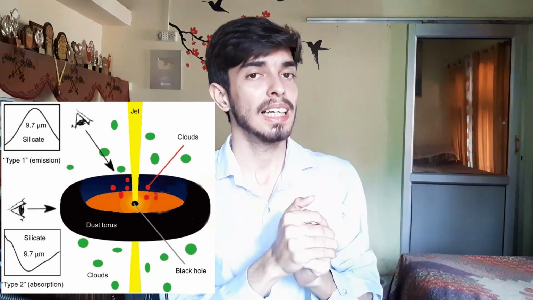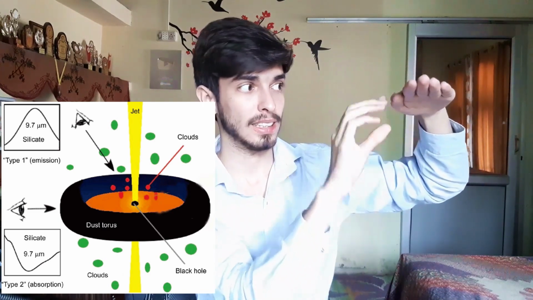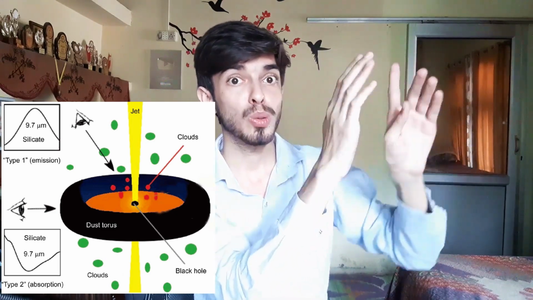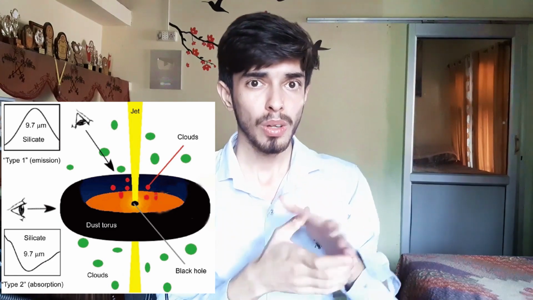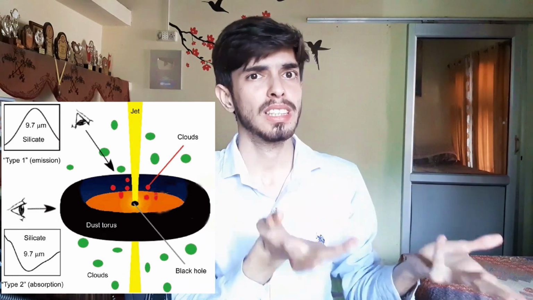Okay, a lot of light, and due to that we get a broad peak. And when the dusty torus is like this, the dusty torus is here and the black hole is in the center of it, then we do not get a lot of light and we do not see that broad peak. So this simply answered why we were getting two different kinds of spectrum for the same thing.